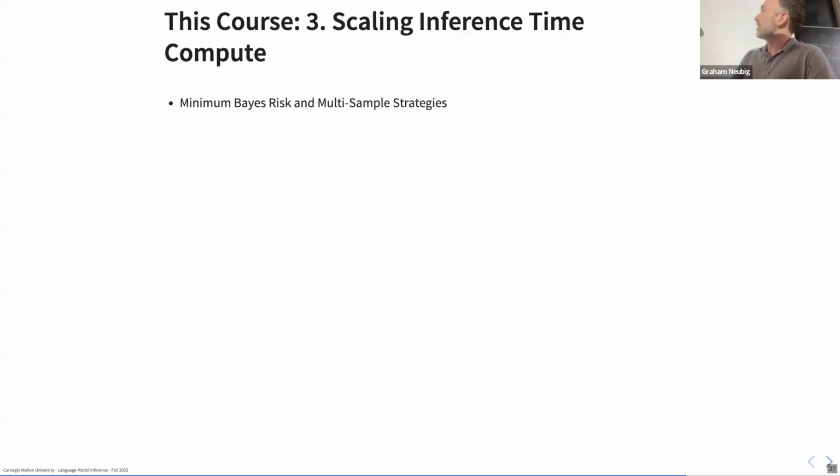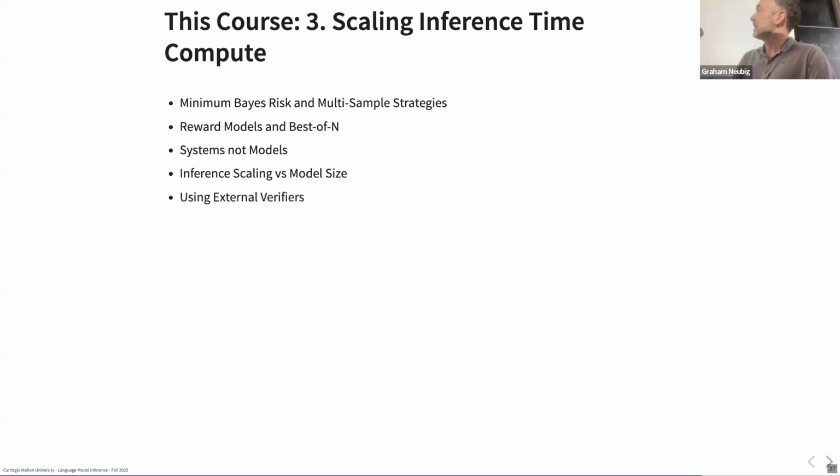Next, we will talk about meta generation methods, or ways to scale inference time compute by using generation as a subroutine. This includes minimum Bayes risk and multi-sample strategies, reward models and best-of-n, re-ranking, how we build language model systems, not models themselves, contrasting inference scaling and model size, and using external verifiers, as well as token budgets and training time distillation.